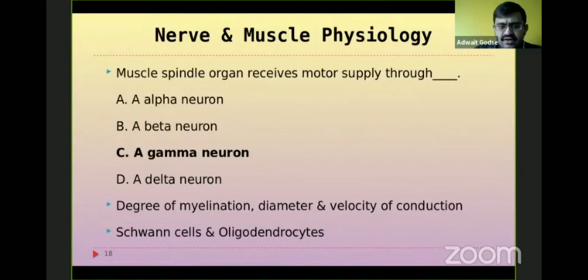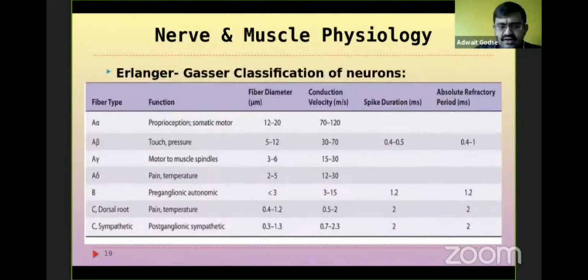This myelination aspect is function of Schwann cells in peripheral nervous system, whereas it is function of oligodendrocytes in central nervous system. Important multiple choice question. Schwann cells in peripheral nervous system, oligodendrocytes in central nervous system. This is Erlanger-Gasser classification: A alpha, A beta, A gamma, A delta. You might be seeing proprioception and somatic motor are functions of A alpha, A beta.